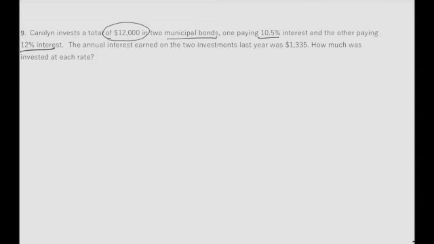I'm going to say bond A and bond B. The total amount that went into A, I'll use the letter A, and the total amount that went into bond B is $12,000. That's one of the equations, just the money you invested. The next equation is going to be about the interest they earned. The first one earns 10.5% interest, which as a decimal is 0.105 times whatever the amount is in A.